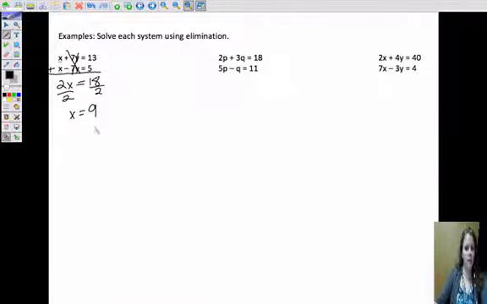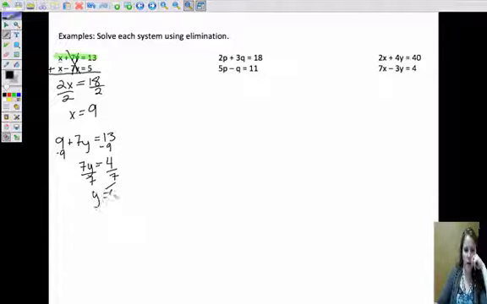Now just like substitution, we need to then go back and find y. We can use either equation. First we'll use the green one here. If we have 9 plus 7y equals 13, then we're going to minus 9 from both sides, and we're going to have 7y equals 13 minus 9, which is 4. Then divide by 7, and y equals 4 sevenths. So that would be (9, 4/7).